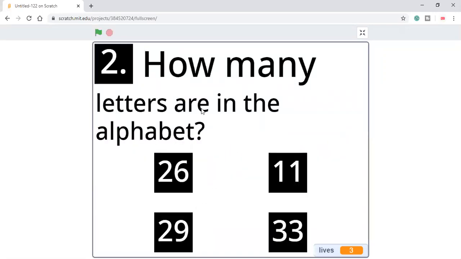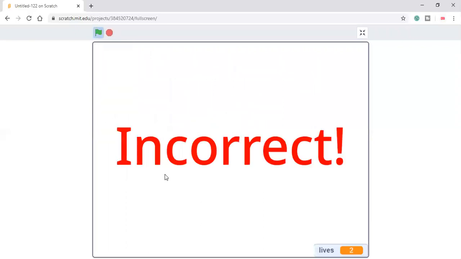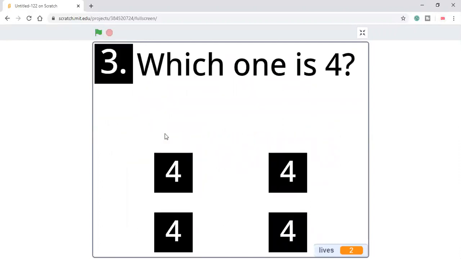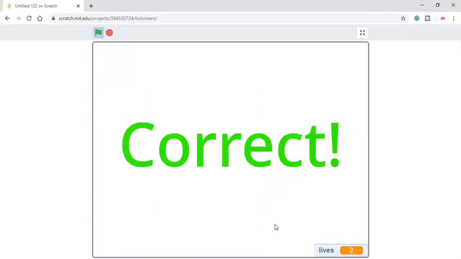Question number two, how many letters are there in the alphabet? So 26, incorrect. All right, let's just count. 1, 2, 3, 4, 5, 6, 7, 8, 9, 10, 11. There are 11 letters in the alphabet. Which one is 4? Wait, they're all 4. Oh, it's the last one, because 1, 2, 3, 4.